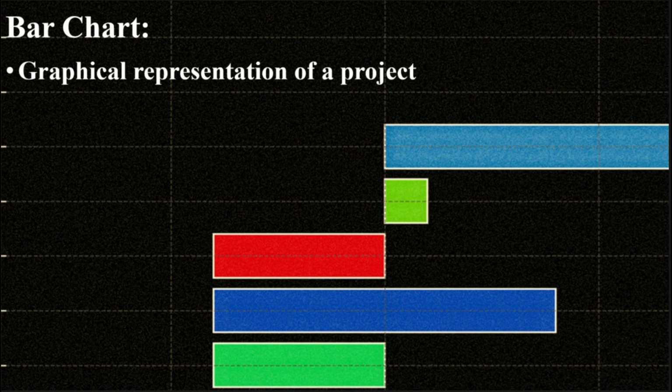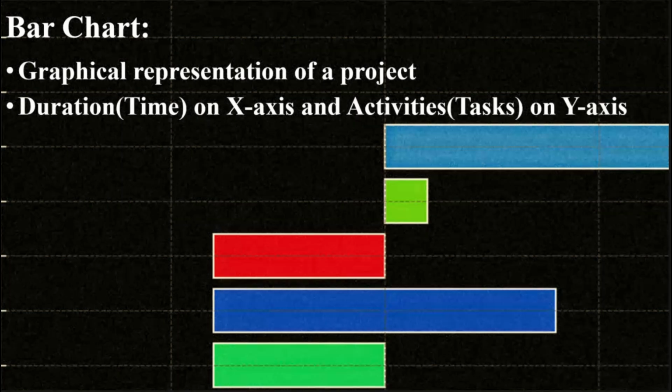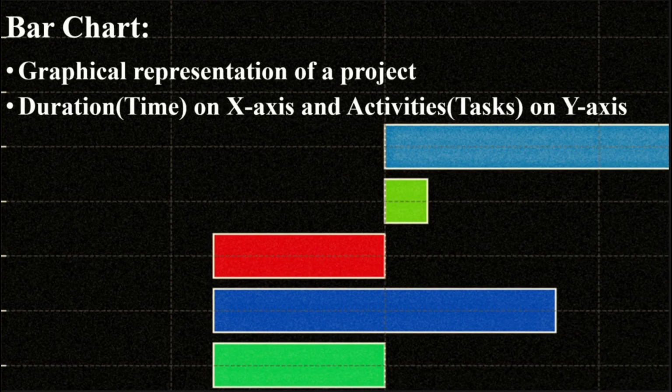A bar chart is a graphical representation of a project schedule. It displays project activities on the y-axis and time duration on the x-axis. This makes it easy to understand the sequence of tasks and their respective timeframes.